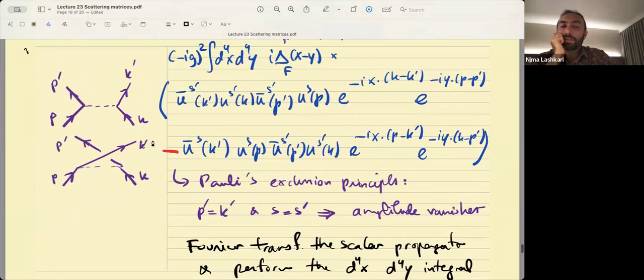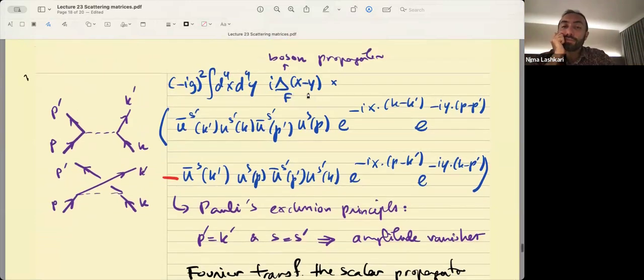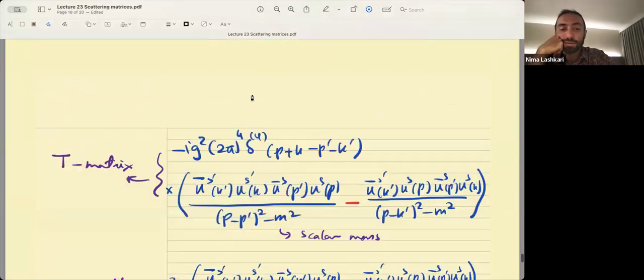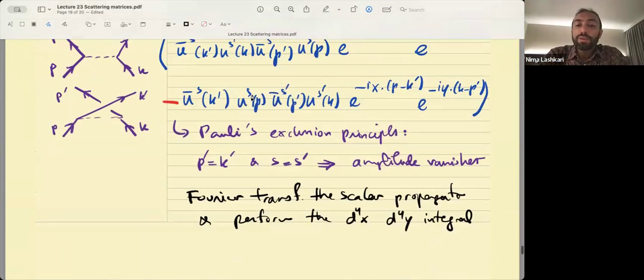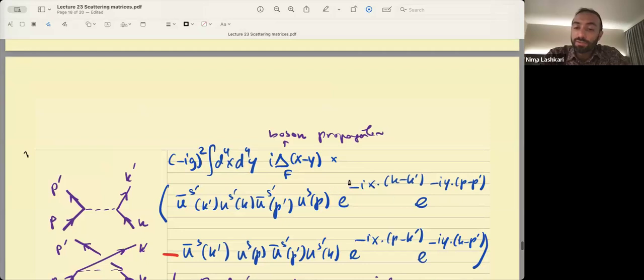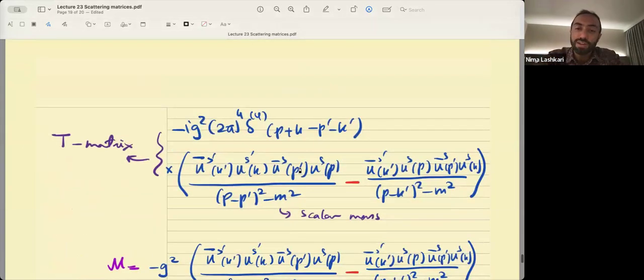So what we're going to do next is Fourier transform this boson propagator and perform the integrals over X and Y. Let's see how that works. When you Fourier transform and perform the integrals over X and Y, what you're going to find is a bunch of Dirac delta functions. This is just a couple of lines, it's pretty straightforward. They will impose precisely the piece that I said always exists, which is conservation of the incoming and outgoing momenta. And then minus i g squared. So this is the T matrix taking this form.